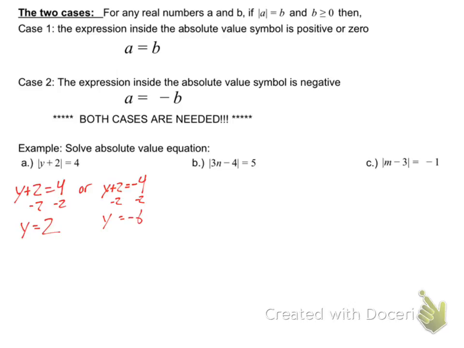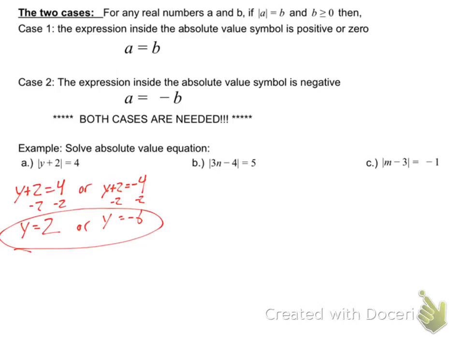How many answers did we just have? We just had 2 answers, 2 or negative 6. Negative 6 plus 2. What's negative 6 plus 2? I'm checking, guys. It's negative 4. What's the absolute value of negative 4? It's 4. It works. They both work.